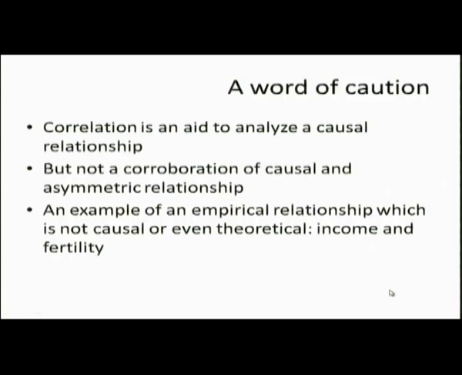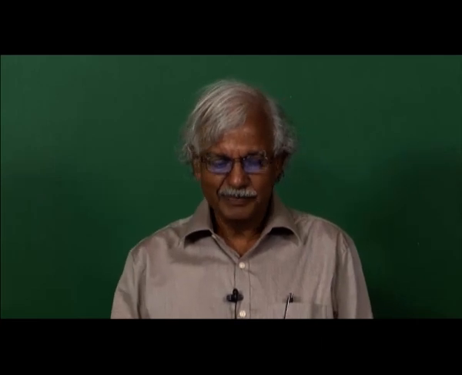A word of caution: correlation is only an aid to analyze a causal relationship. Empirical correlation does not mean that two variables are causally connected. Correlation is not a corroboration of a causal and asymmetric relationship. The relationship may be symmetric, or it may be influenced by other variables. An example of an empirical relationship which is not causal or even theoretical is the relationship between income and fertility.